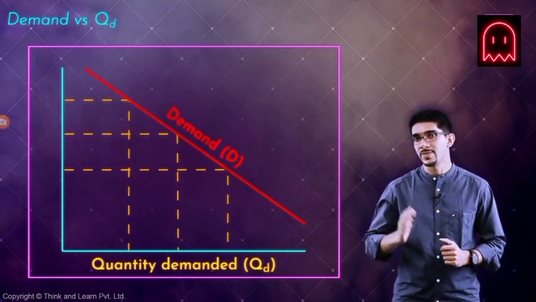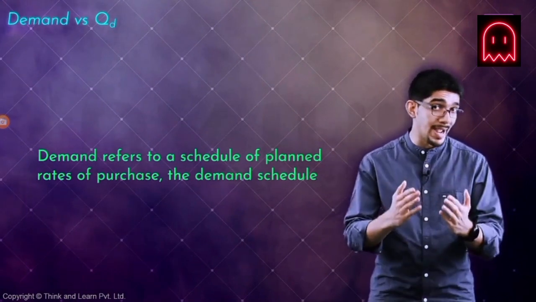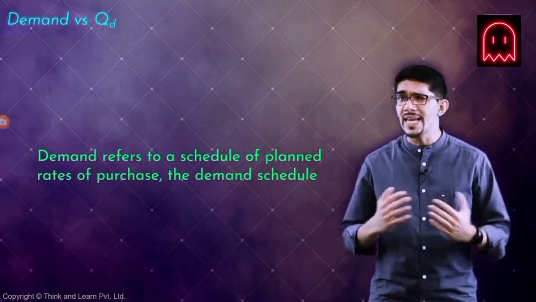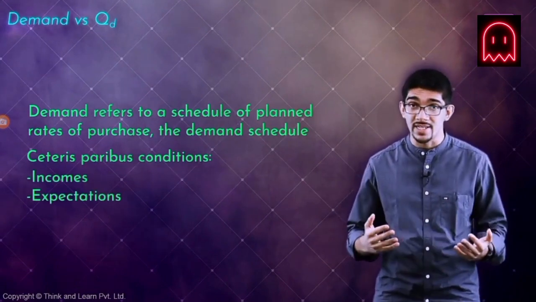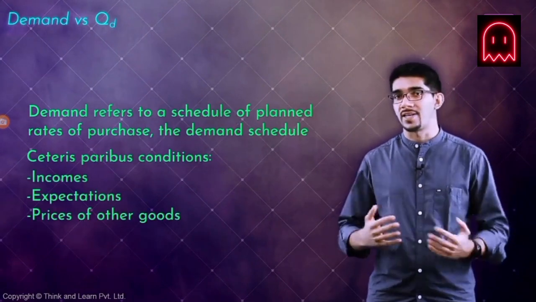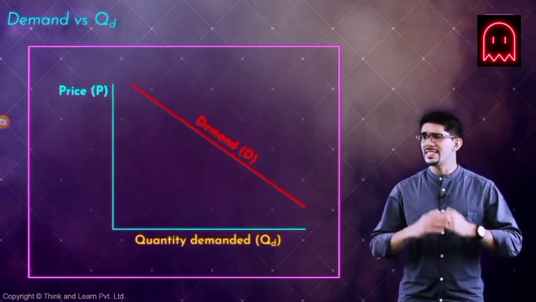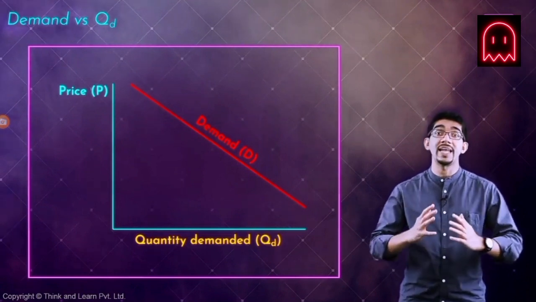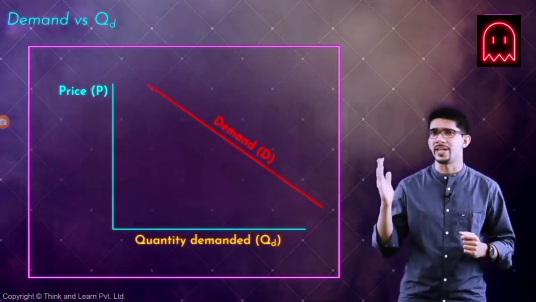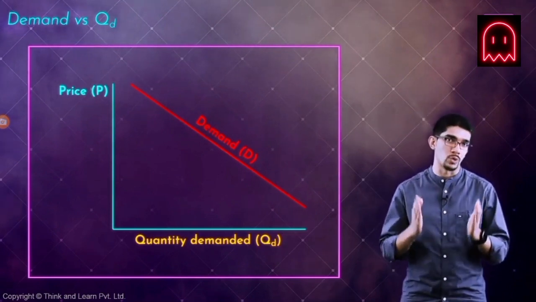quantity demanded. Demand refers to a schedule of planned rates of purchase, the demand schedule, and depends on a great many ceteris paribus conditions such as incomes, expectations, prices of other goods, etc. It is represented by the demand curve. Whenever there is a change in a ceteris paribus condition, there will be a change in demand, a shift in the entire demand curve to the right or to the left. So D changes only when ceteris paribus is broken.